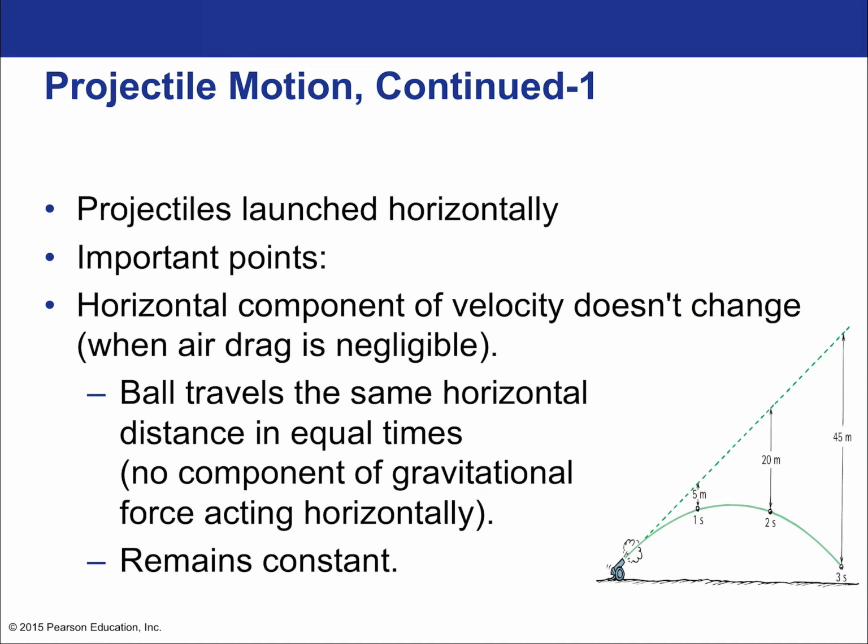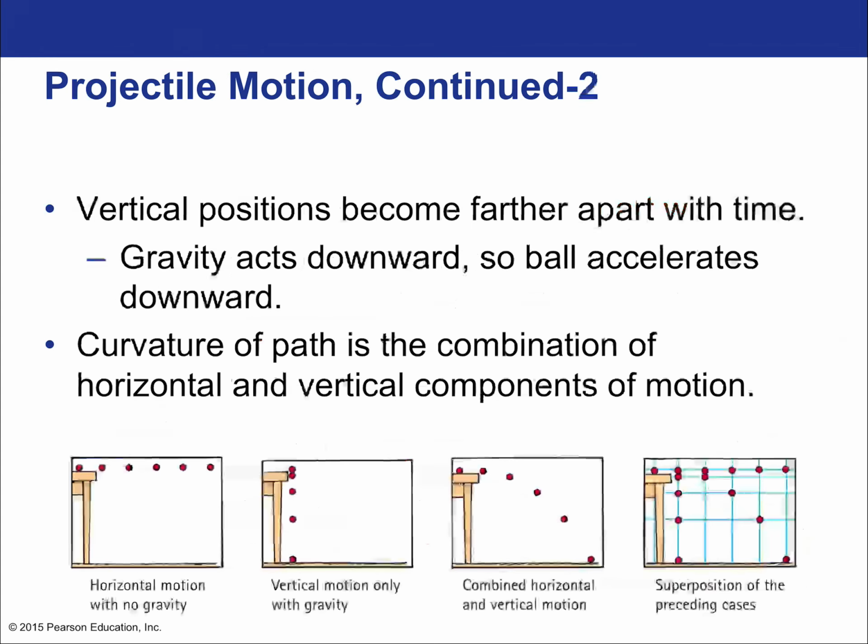Projectiles launched horizontally are one particular type of projectile. When we think about a projectile launched horizontally, the horizontal component of velocity doesn't change, and we are assuming that air drag is negligible. The ball travels the same horizontal distance in equal times, as I said, because there's no component of gravitational force that acts horizontally. Gravity only acts straight down, like in this picture. So the horizontal motion must remain constant.